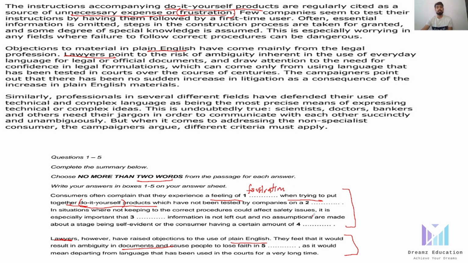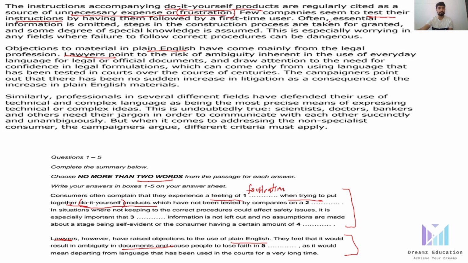Okay, moving forward. So do-it-yourself products which have not been tested by companies on a dash. Okay, they have not been tested by companies on someone. What it is, a few companies seem to test their instructions by having them followed by a first-time user.